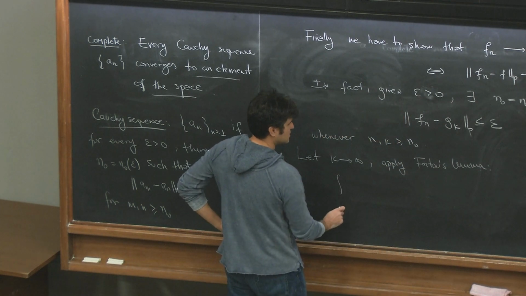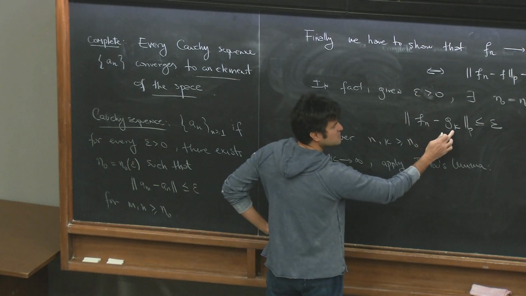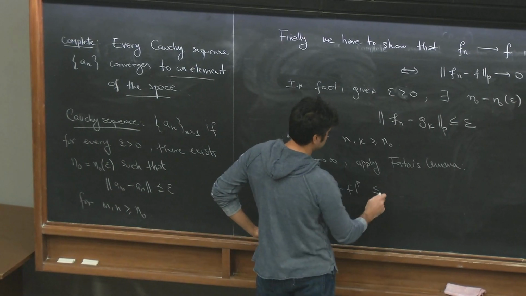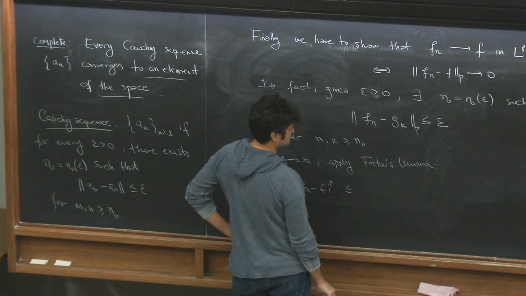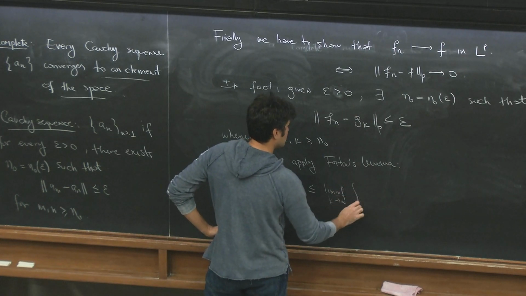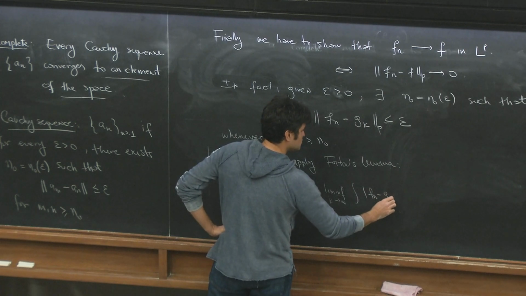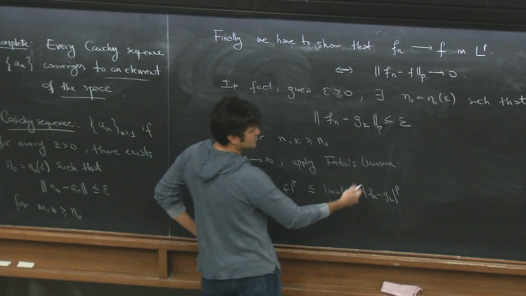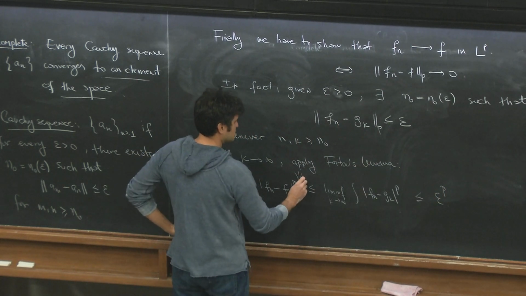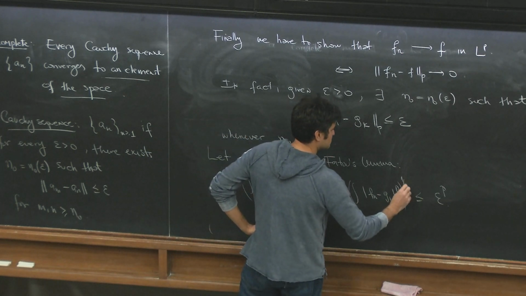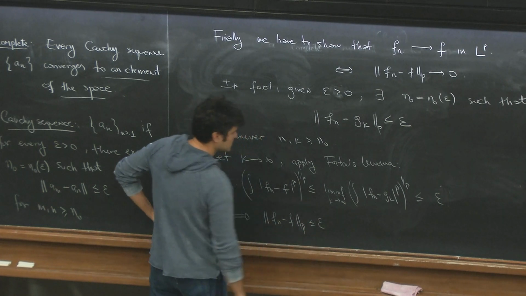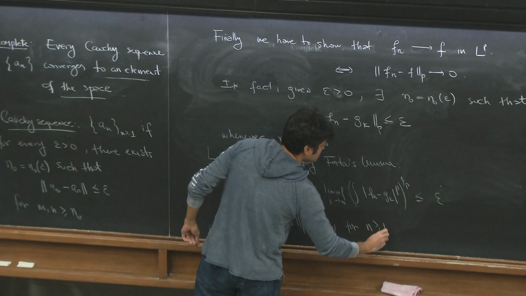Okay, if you apply Fatou's Lemma, what you get is that the integral of the limit. So what's the limiting function of Gk when k goes to infinity? It's my f. This thing is less than or equal to the limit, when k goes to infinity, of the integral of Fn minus Gk to the p. But this was all less than or equal to epsilon to the p, if you want. Okay, so if you just want to take the p-th root. In other words, what you get is that the norm of Fn minus f is less than or equal to epsilon, for n bigger than n0. Okay?